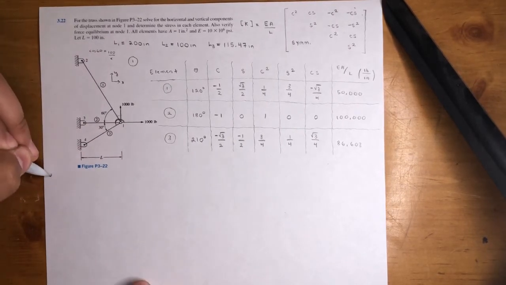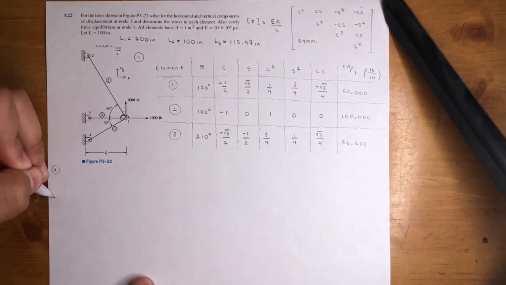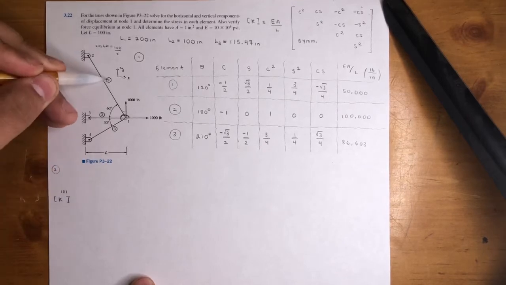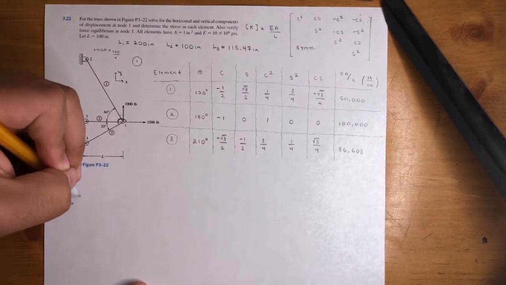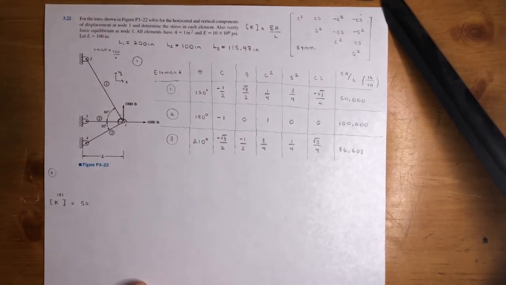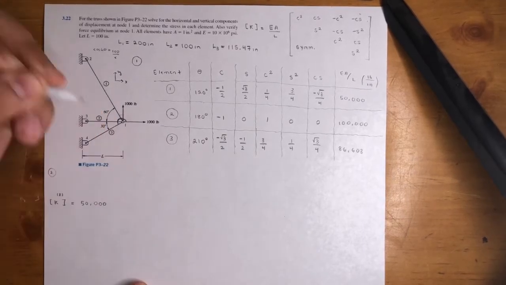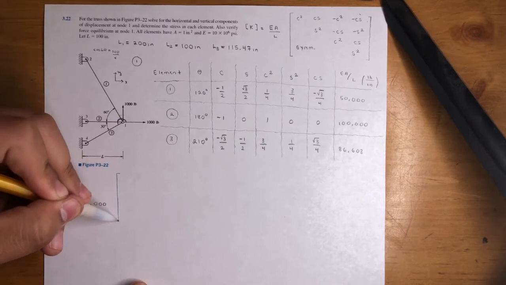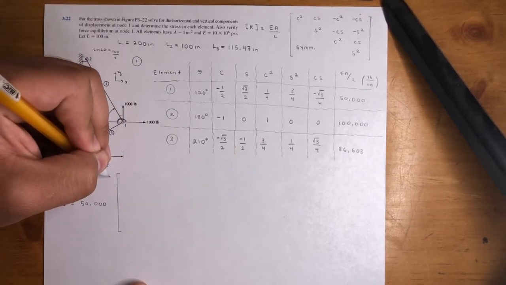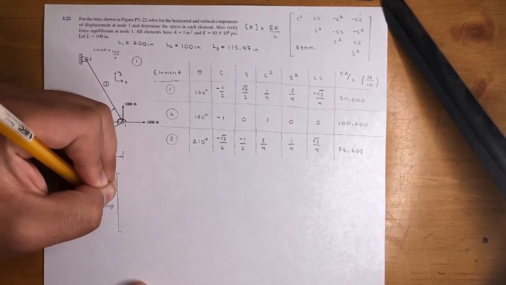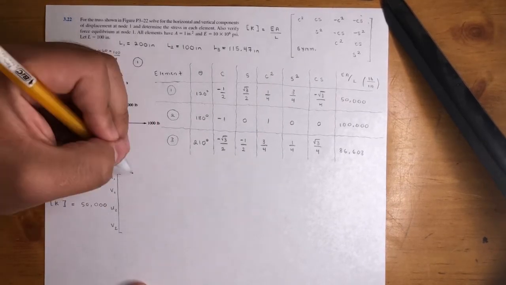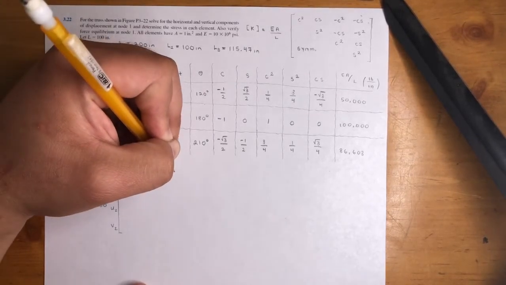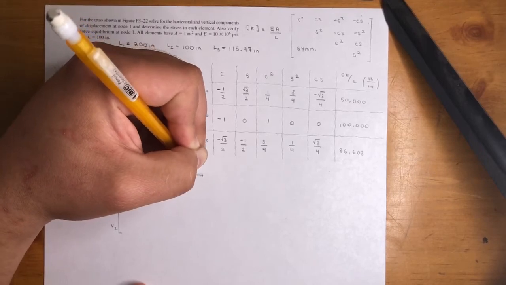So step 2, let's do K for element number 1. We're doing this beam first, from nodes 1 to 2, which is equal to EA over L. That is 50,000 for the first element. Now we're going to multiply it by the 4x4 matrix. It's a 4x4 because it's two nodes and there are X and Y components for each node. So U2 and V2. Again, it's between nodes 1 and 2, so it's U1, V1, U2, V2. Okay, let's do that.